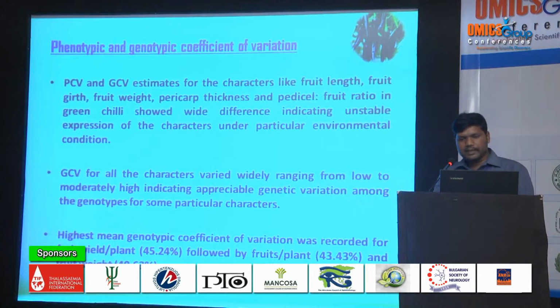GCV for all the characters varied widely, ranging from low to moderately high, indicating appreciable genetic variation among the genotypes for some particular characters. The highest genotypic coefficient of variation was recorded for fruit yield per plant, that is 45.24%, followed by fruits per plant, that is 43.43%, and fruit weight, 40.63%.